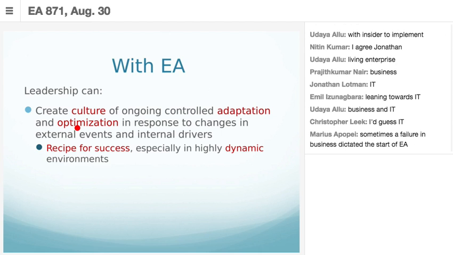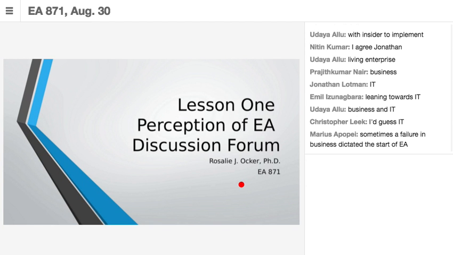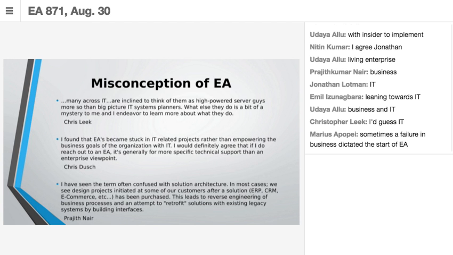So I want to jump quickly, because we've been doing this an hour, and I just want to get to the discussion theme. What I do is I read through the discussions and I pull out some quotes from people, and hopefully it leads to some discussion. So here is a common theme around misconception of EA. And I see this every semester, misconceptions.